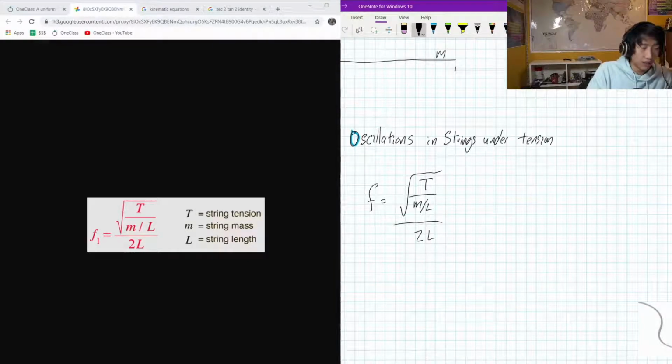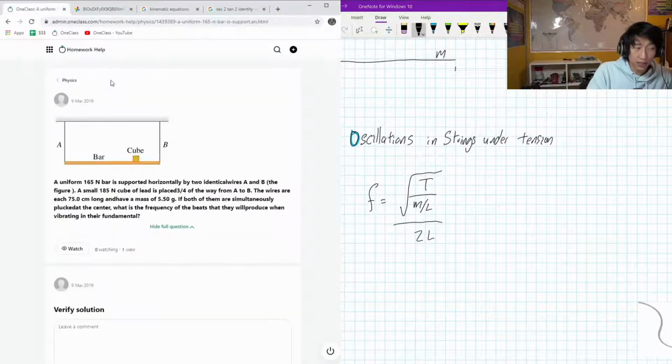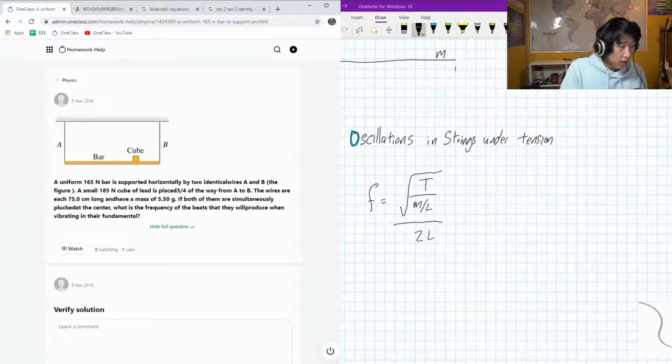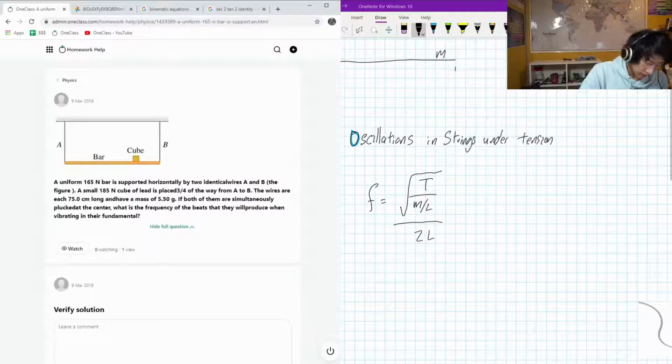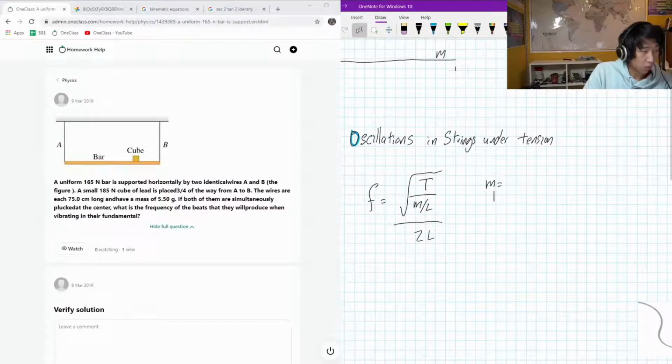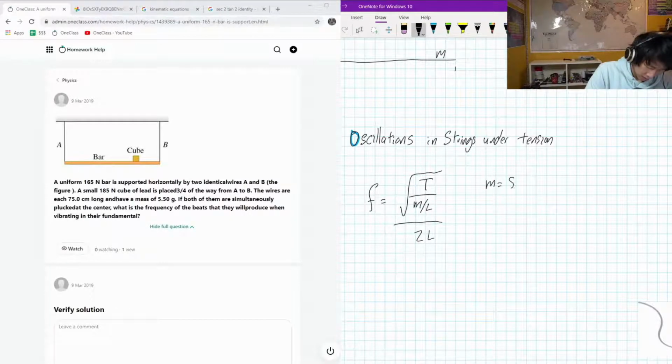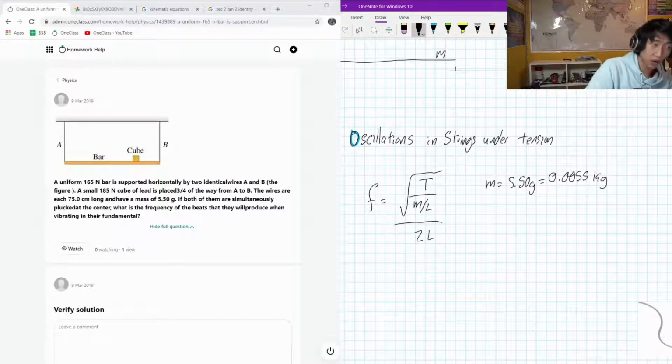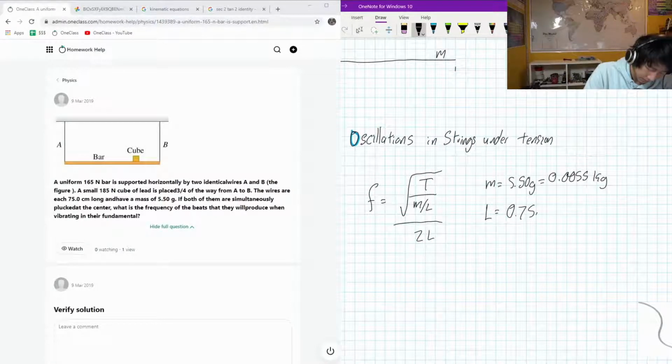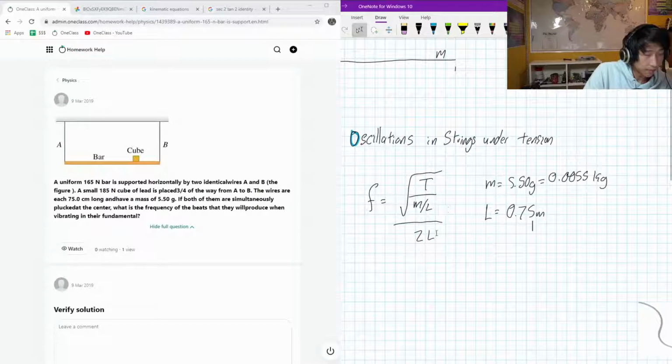Okay, so this is the equation that we need to use, and the only thing that we're missing is T, because everything else was given in the question. Let's identify what we had from the question. Our mass is the mass of the string or the wire, so it's 5.50 grams, which is equal to 0.0055 kilograms. It's better to work in kilograms, base SI, that's the way to go. Our length of those wires is 75 centimeters, also known as 0.75 meters. And now we just need the tension.